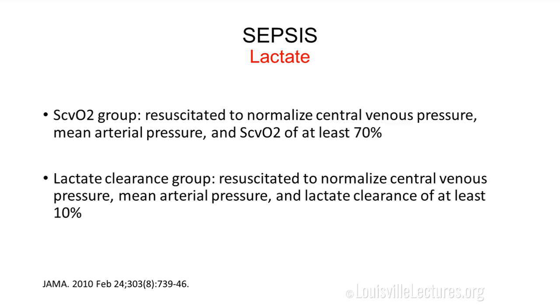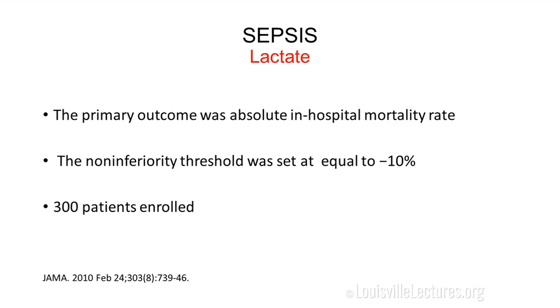So in the central venous oxygen saturation group, the patients were resuscitated to normalize the CVP, the mean arterial pressure, and to obtain a central venous oxygen saturation of at least 70%. On the other hand, in the lactate clearance group, the patients were resuscitated to normalize CVP, mean arterial pressure, and lactate clearance of at least 10%. The primary outcome was absolute in-hospital mortality rate, and the non-inferiority threshold was set at minus 10%. So they basically wanted to see if lactate is equivalent to central venous oxygen saturation to guide your therapy in patients with sepsis. So they enrolled 300 patients, so not a very big study.